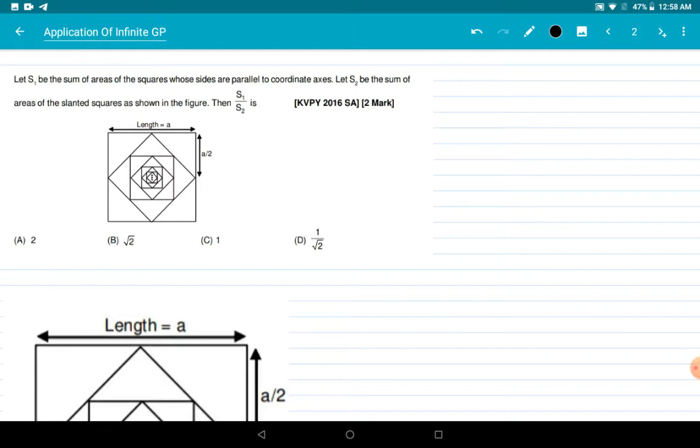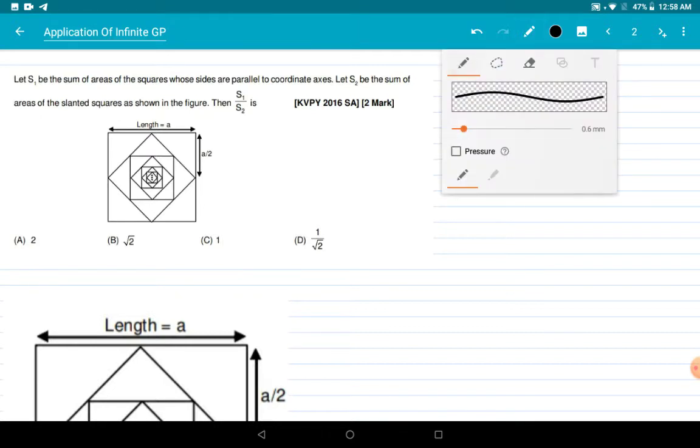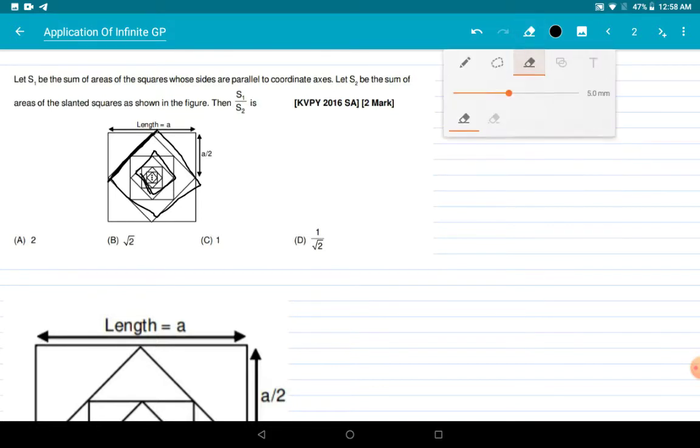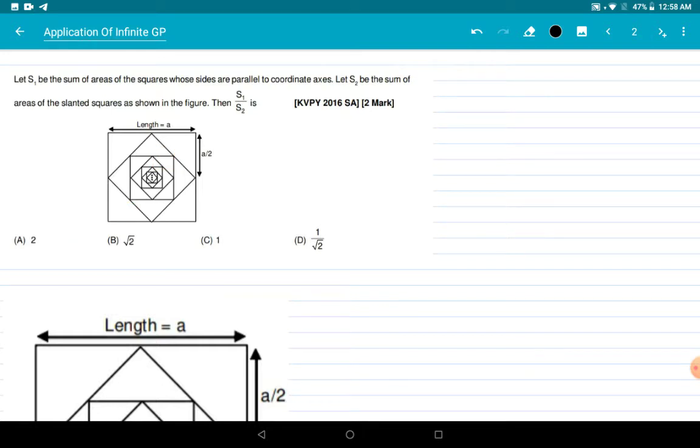Let S1 be the sum of areas of the squares whose sides are parallel to coordinate axes. The coordinate axes means the x and the y axes. Let S2 be the sum of areas of the slanted squares as shown in the figure. Here the slanted square means these sides. This square is a slanted square, meaning its sides are not parallel to the coordinate axes. Right?